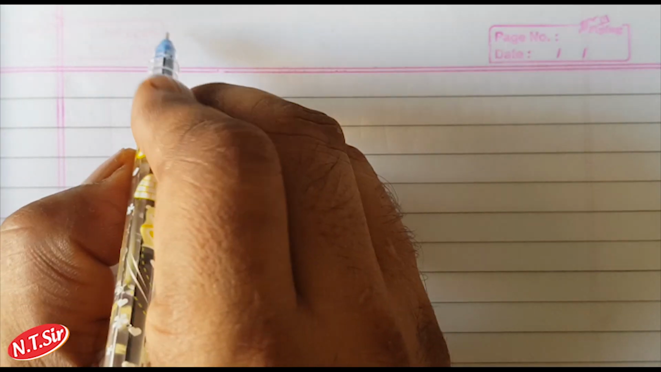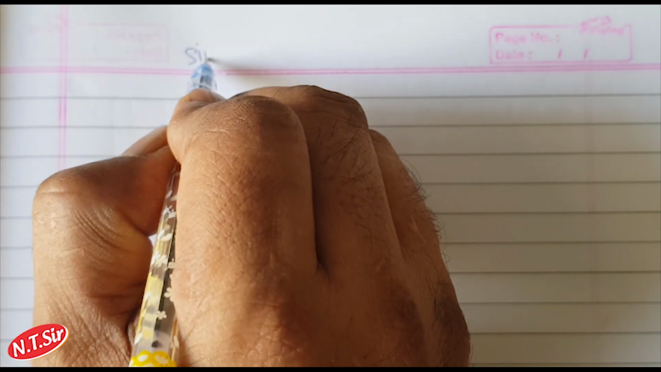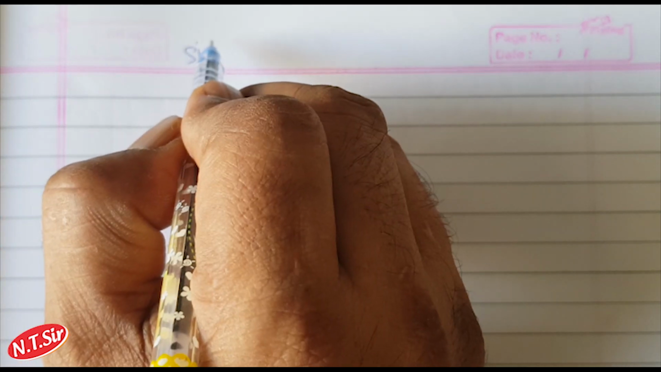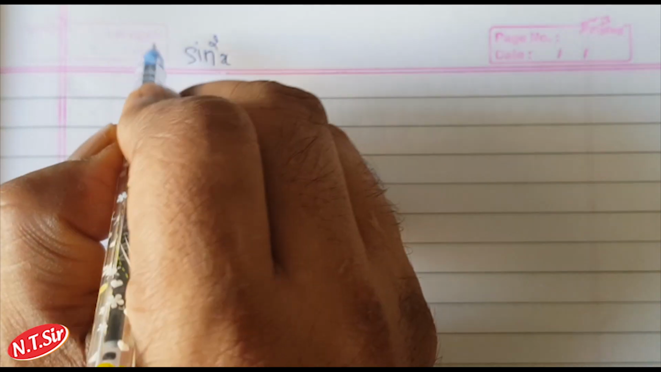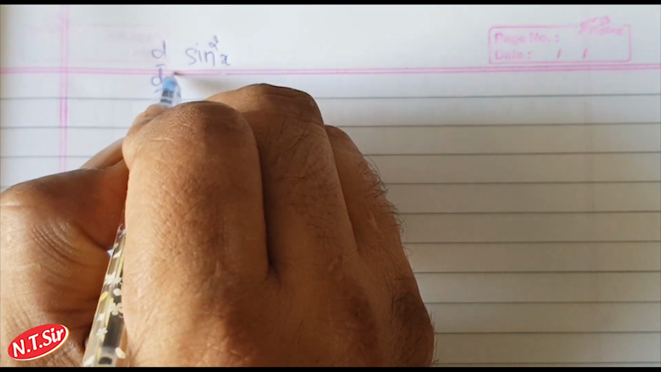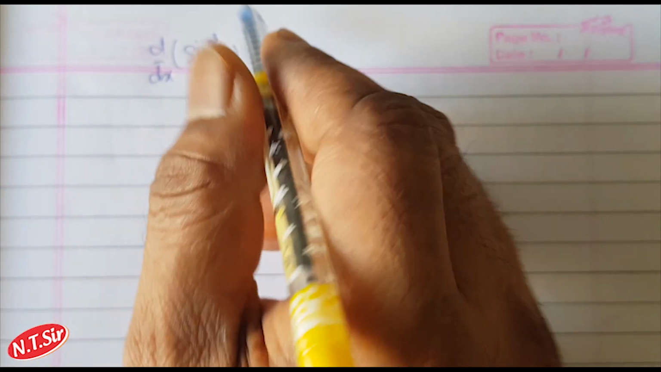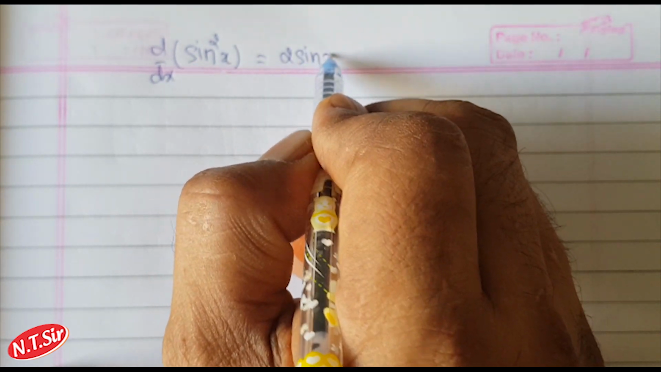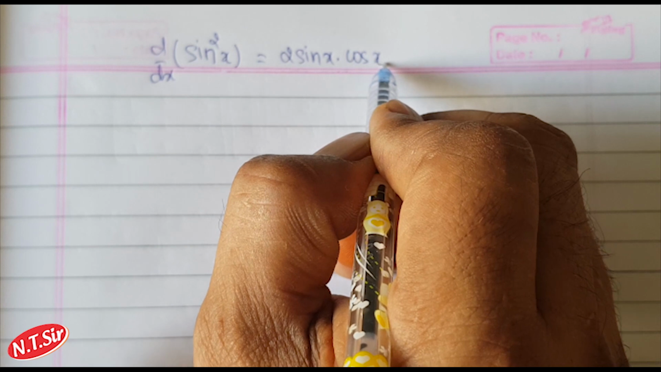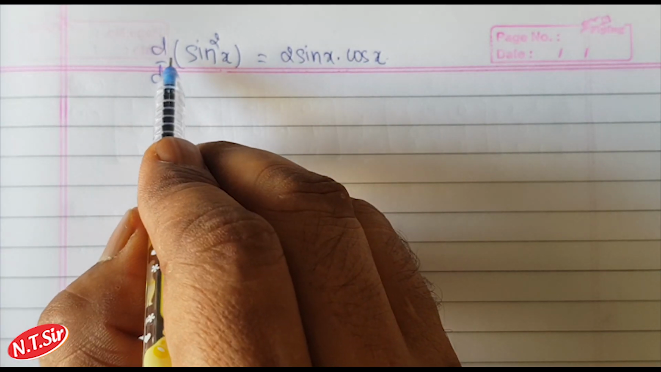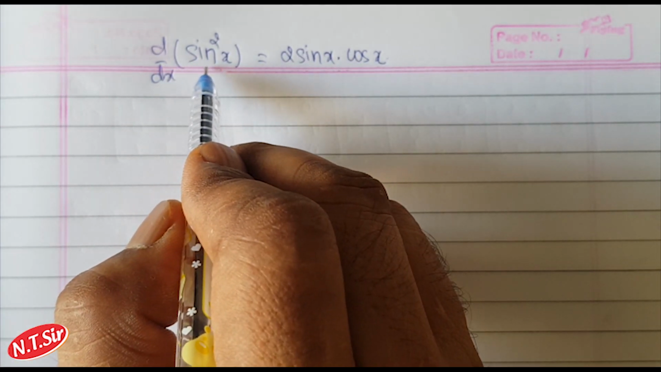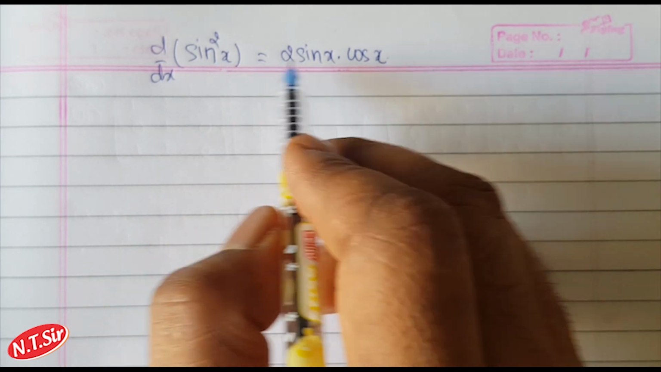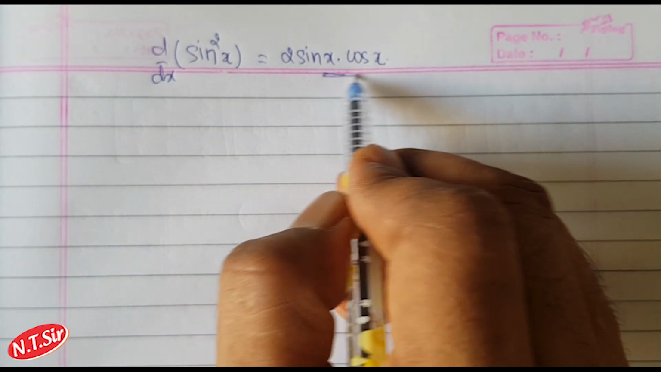Now remember one formula: derivative of sin square x is 2 sin x into cos x. Derivative of sin square x is 2 sin x into cos x.